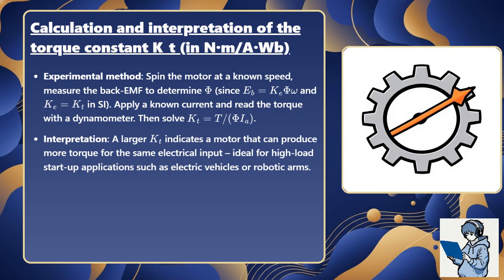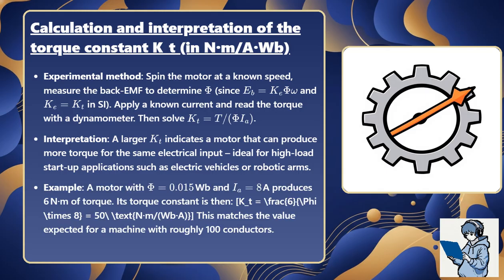Interpretation: a larger K sub T indicates a motor that can produce more torque for the same electrical input, ideal for high-load startup applications such as electric vehicles or robotic arms. Example: a motor with phi equals 0.015 Weber and IA equals 8 amperes produces 6 Newton meter of torque. Its torque constant is then K sub T equals 6 over phi times 8, equals 50 Newton meter per Weber per ampere. This matches the value expected for a machine with roughly 100 conductors.